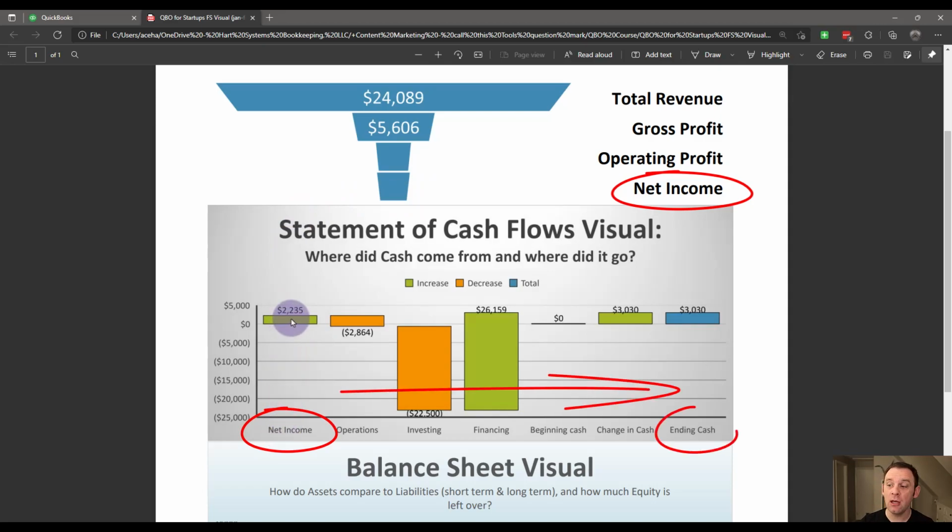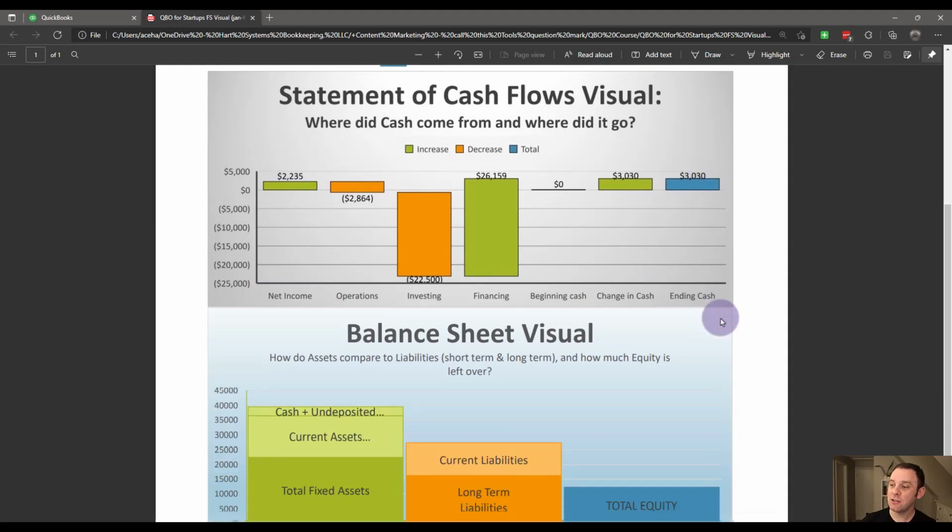Where did it come from? Where did it go? Notice the big changes. We have a decrease down, and then it comes back up. And then we have our little summary over here. Okay, and then it ends with cash, right? So what does the balance sheet start with? You guessed it, cash. So let's see how that goes.